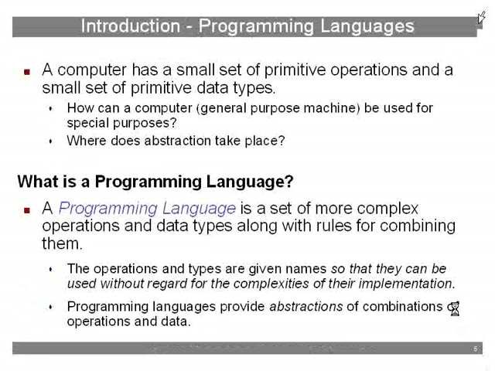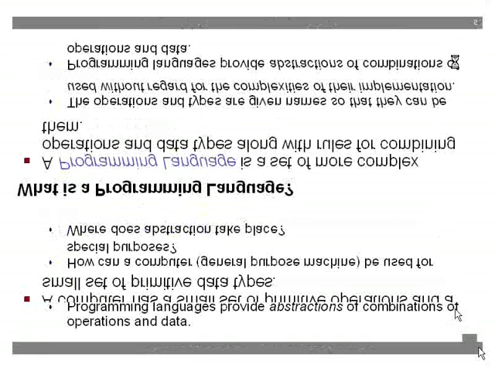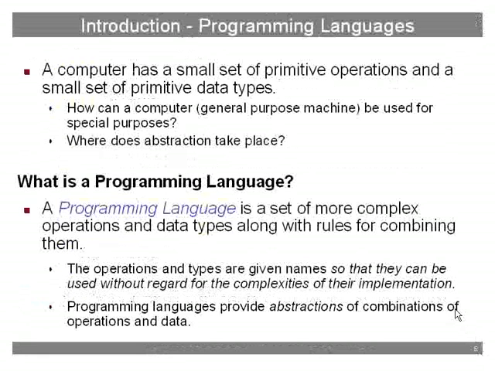Understanding abstraction, what the term means, will be important as we study the languages in this course. Again, a computer has a small amount of primitive operations, a small set of primitive data types. However, we can use these by combining them to provide more complex operations, and these complex operations allow us to make our general purpose machine special purpose. Where does the abstraction take place? Well, that's where programming languages come into play. A programming language is actually the abstraction of complex combinations of the simple built-in operations of the machine and combining them in meaningful ways so that the programmer can use them to develop applications.